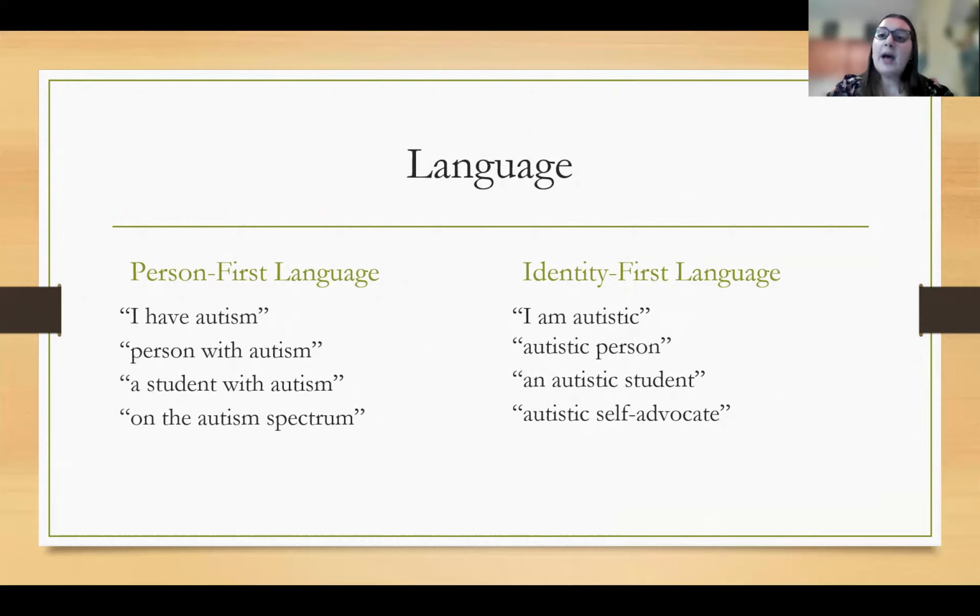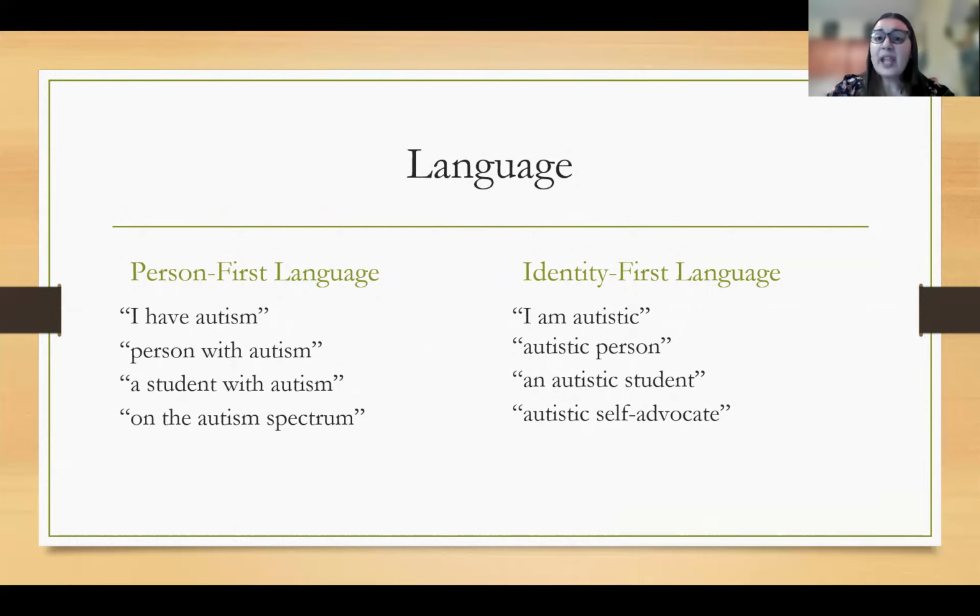Some autistic individuals prefer to use identity first language, which is claiming autism as part of their identity. So for example, I use the phrase that I'm autistic or I'm an autistic person or an autistic self-advocate because I know that I would not be myself if I didn't have autism. I can't separate myself from autism, and it's part of what makes me who I am. And I view that as a really positive thing, in addition to the challenges it presents.